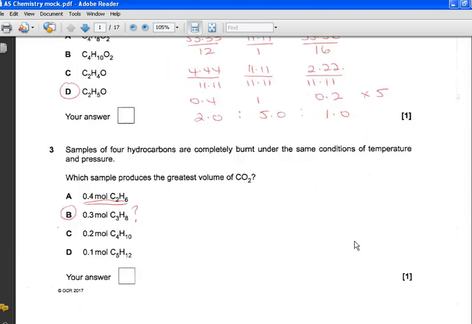Number 3, I'm not sure that the answer given in the mark scheme is correct. The mark scheme says B, but I actually think it's A, because any gas takes up the same volume, in the sense of 1 mole takes up the same volume. So obviously, if we've got 0.4 moles, we would expect this to take a higher volume than 0.3 moles. But I'm going to speak to Susie about that and see what she thinks.